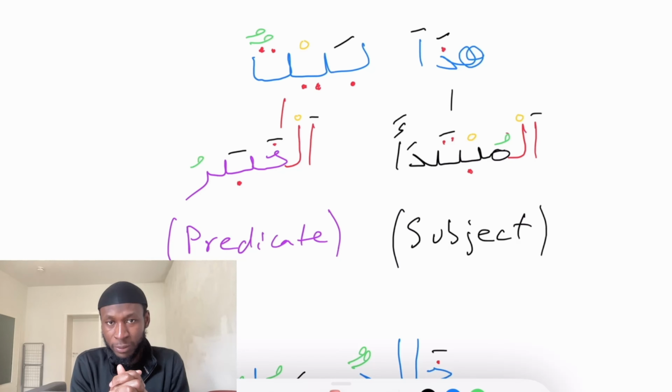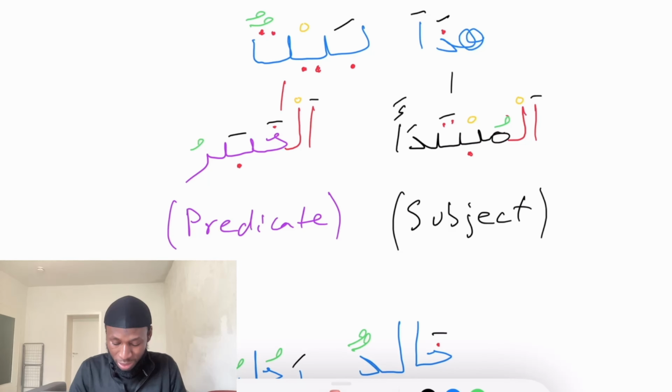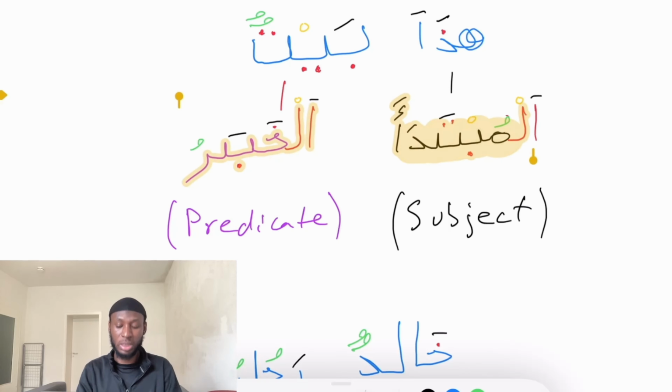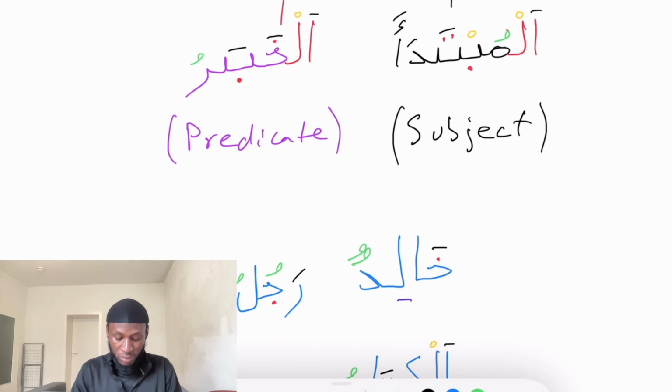For us, we translate mubtada as the subject and khabar as the predicate. But you can read it for yourself. We saw al. This is al, and this is mu, which we are going to see inshallah. Then we have ba, ta, da: mubtada. And then here we have al, kha, ba, ru: al-khabaru. Okay, bismillah.